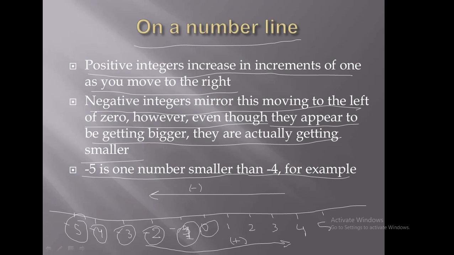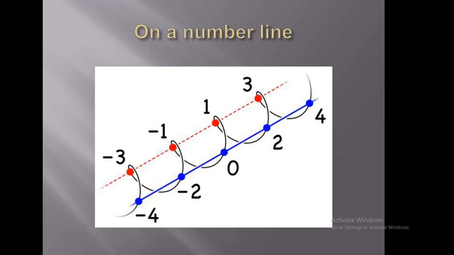Here we can say that 1 is greater than 0, 2 is greater than 1, 3 is greater than 2, 4 is greater than 3, and 5 is greater than 4. Now we will move to the next slide. With the help of this figure, we can easily understand how we will write the numbers on the number line, how we will represent integers on the number line.